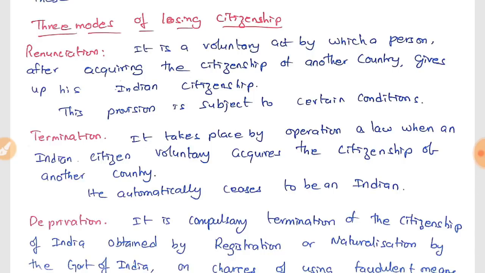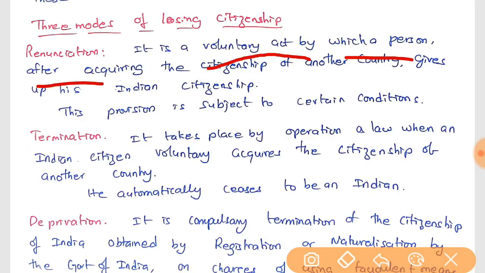Renunciation is a voluntary act by which a person, after acquiring the citizenship of another country, gives up his Indian citizenship. That is, if an Indian person holding Indian citizenship goes to another country and acquires the citizenship of that country, and he himself gives up his Indian citizenship, then it is called renunciation.